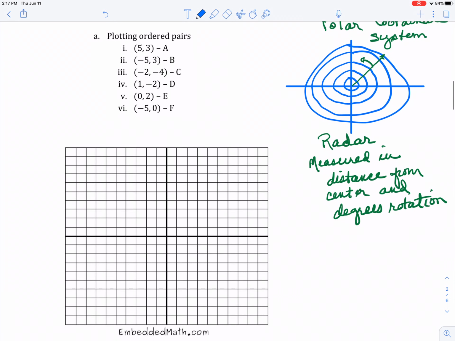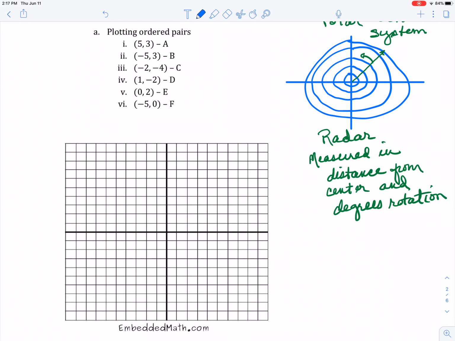I'm just going to plot a couple of these points. Let's do the first, the third, and the fifth. So the first point A, coordinates 5, 3. Here's the origin. So I go 1, 2, 3, 4, 5, turn and go up 1, 2, 3. Then I'll do negative 2, negative 4, so I go back 2, down 4.